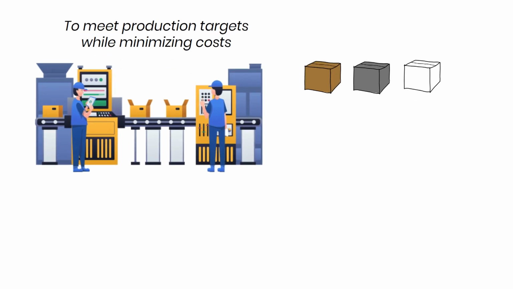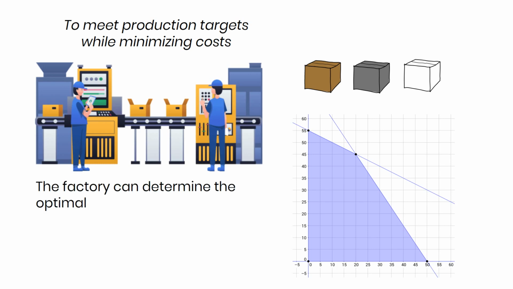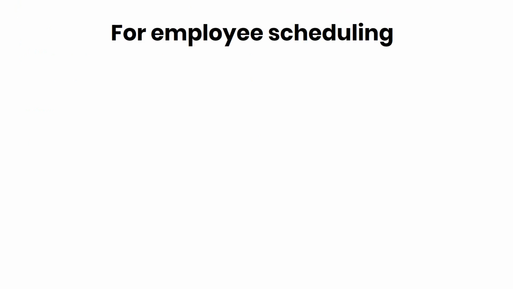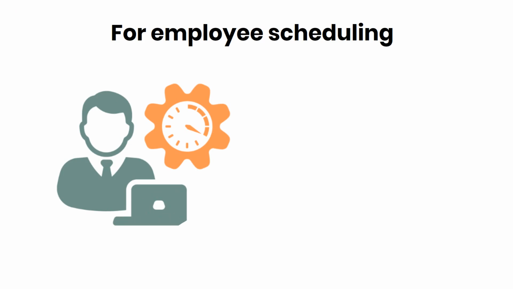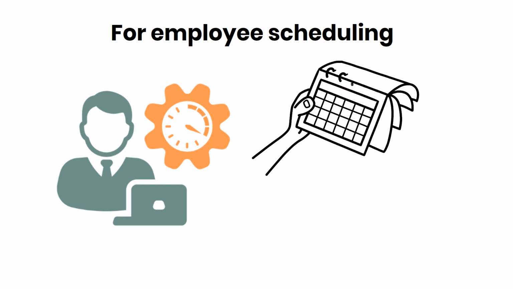By formulating an LP model with the objective function to minimize production costs and constraints representing the availability of resources and production capacities, the factory can determine the optimal production schedule that meets demand and minimizes costs. For employee scheduling, LP can allocate shifts and tasks to employees to maximize productivity and minimize labor costs. For instance, a retail store might use LP to create an employee schedule that ensures all shifts are covered while minimizing the total number of hours worked.